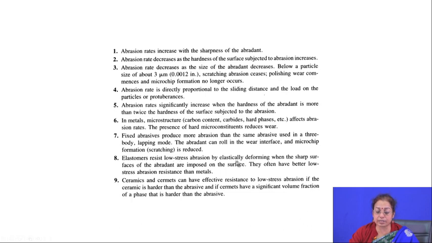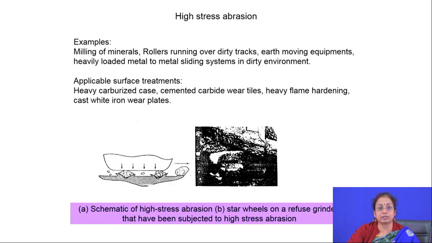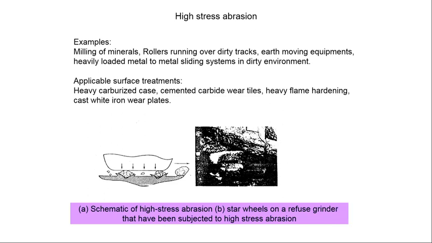Elastomers resist low stress abrasion by elastically deforming. When the soft surfaces of the abradant are imposed on the surface, they often have better low stress abrasion resistance, and ceramics and carbonates can have higher resistance to low stress abrasion because they are naturally harder. So, the basic characteristic feature of low stress abrasion is very fine scratches on the surface, and you can reduce or minimize its kinetics by a typical hard ceramic layer coating on the surface.